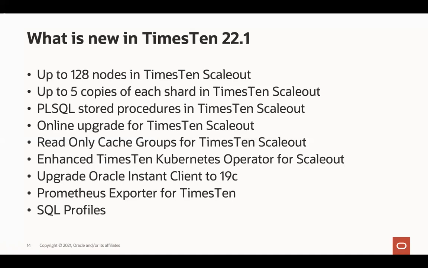In TimesTen 22.1, we're also shipping the Oracle Instant Client 19c to give you access to more recent versions of the Oracle database. Also new is the Prometheus exporter for TimesTen. What that means is we capture interesting metrics and we can export them to interesting tools such as Grafana so that you can create your own dashboards in Grafana based on the TimesTen metrics via the Prometheus exporter.